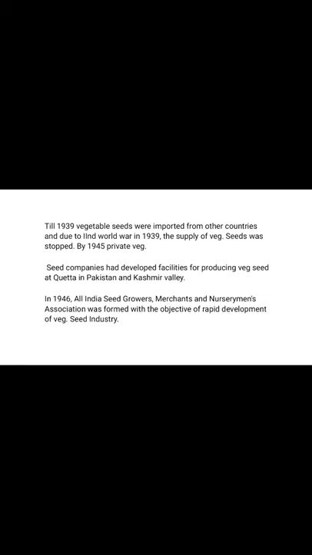Until 1939, vegetable seeds were imported from other countries, and due to the Second World War in 1939, the supply of vegetable seeds was stopped. By 1945, private vegetable seed companies had developed facilities for producing vegetable seeds, generally at Quetta in Pakistan and the Kashmir Valley. In 1946, the All India Seed Growers, Merchants and Nurserymen Association was formed with the objective of rapid development of the vegetable seed industry.